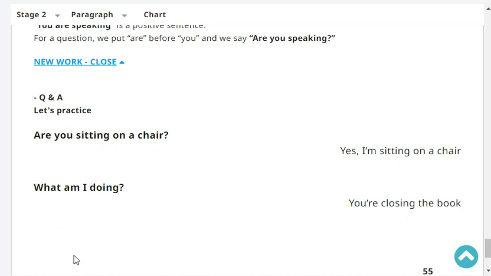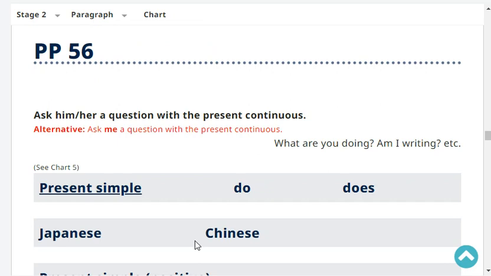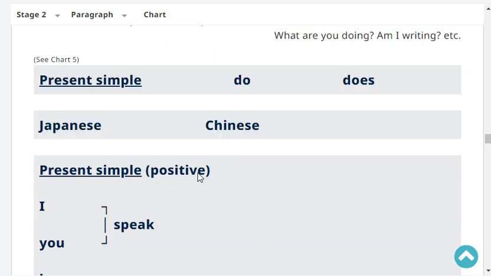Okay, let's practice. Are you sitting on a chair? Yes, I'm sitting on the chair. Very good. Okay, what am I doing? You are opening the book. Very good. Okay. What am I doing? You are closing the book. Very good. Okay, so we're done with present continuous positive, negative, and question.